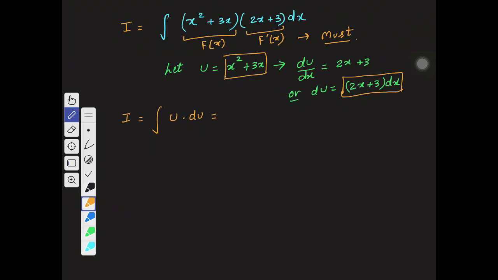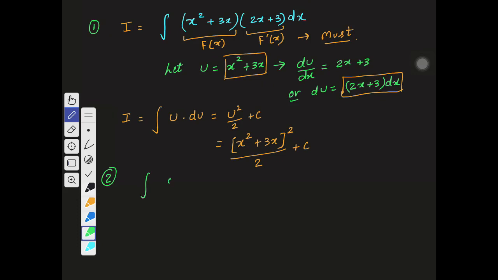Now it's a simple function. We can integrate it: u squared over 2 plus c, and you have to replace your u back. So (x squared plus 3x) to the power 2, divided by 2, plus c. Okay, that's it. That's how you have to do it. Make sure you identify u and du. Let's take the second example.